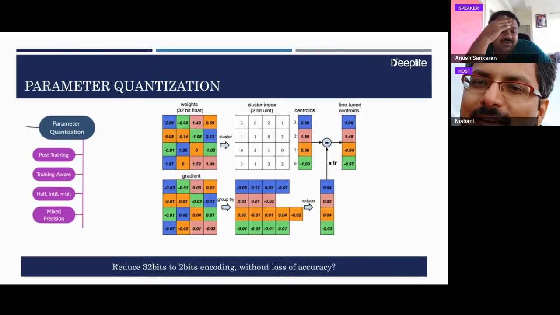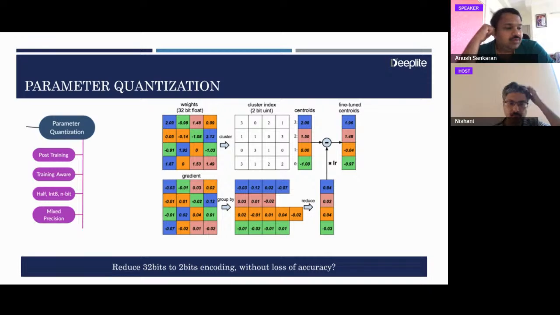And there are lots of research papers that talk about how we can reduce the bit precision to 2-bit encoding. Okay, if we are able to achieve this, 32 bits to 2 bits, you have literally reduced the model size by 16 times. So if my original model was 16 MB, my quantized model will be 1 MB. That much compression you can achieve, if we can do this without reducing the accuracy.